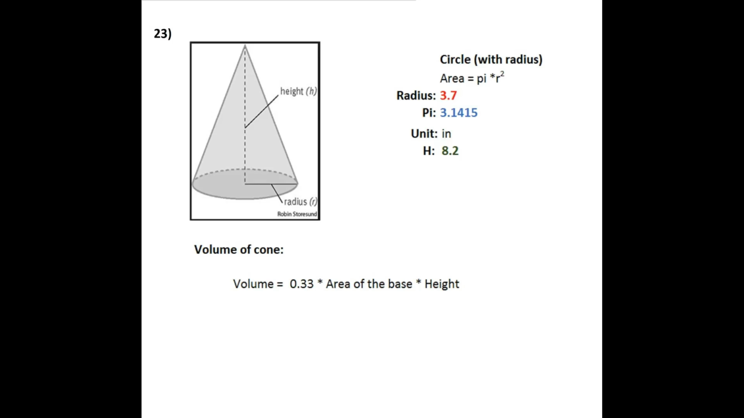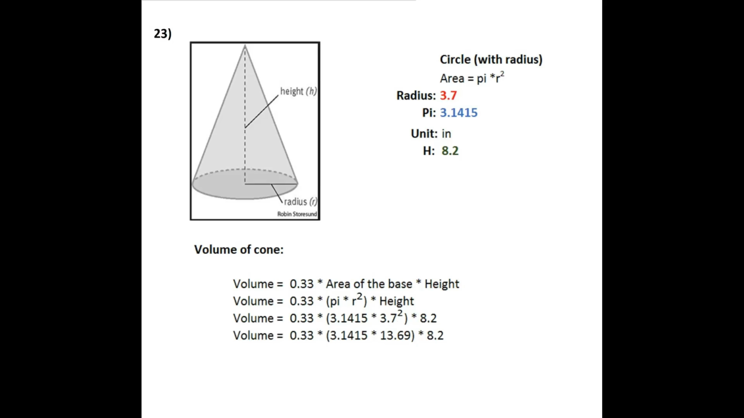Our volume of our cone is 0.33 times the area of the base times height, 0.33 times pi times radius squared times height, 0.33 times pi times 3.7 squared times 8.2, 0.33 times 3.1415 times 13.69 times 8.2, 0.33 times 43.01 times 8.2, and 0.33 times 352.682. And finally, our volume is 117.56 inches cubed. And that's going to be our final answer for number 23.